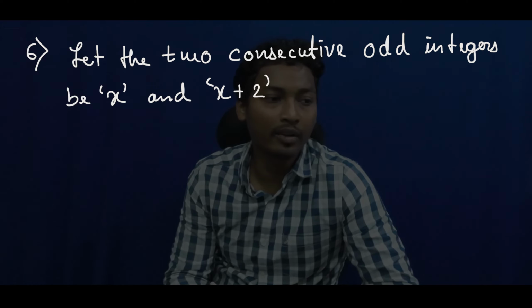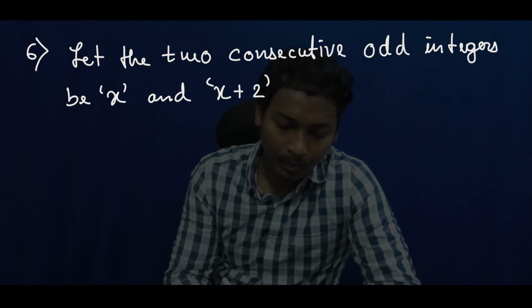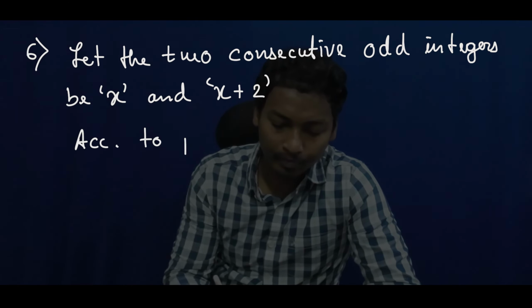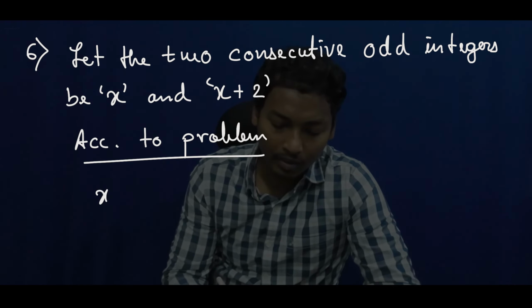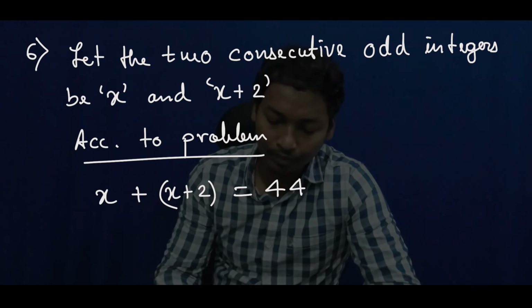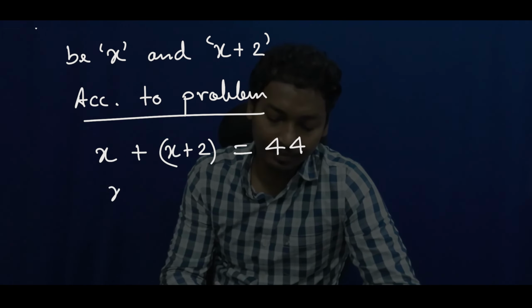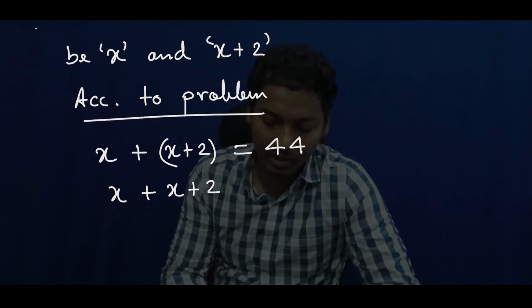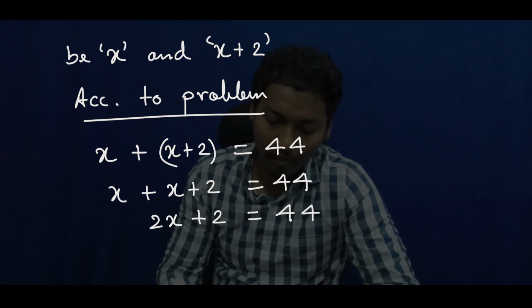The sum of two consecutive odd integers is 44. So according to the problem, x plus x plus 2 is equal to 44. So let's solve this equation. x plus x plus 2 is equal to 44. So x plus x is equal to 2x plus 2, which is equal to 44.